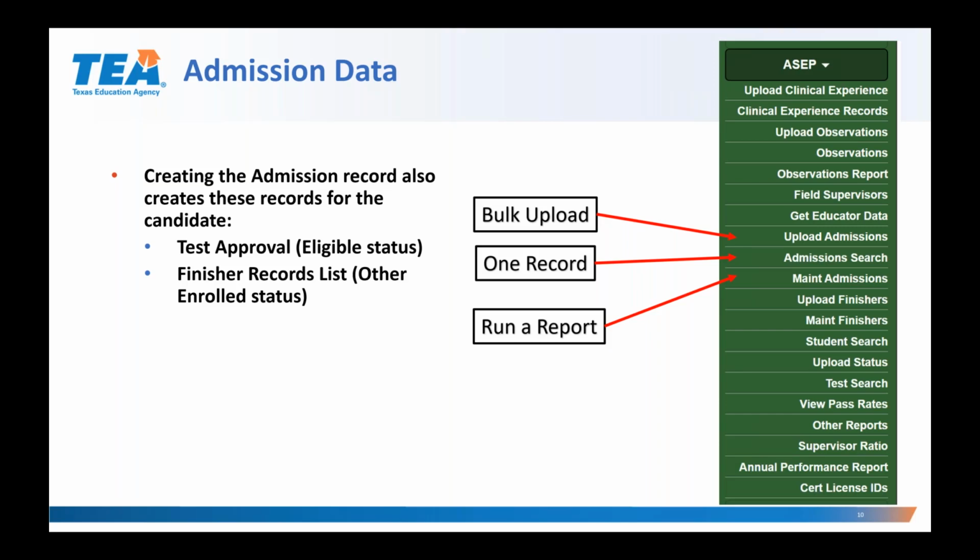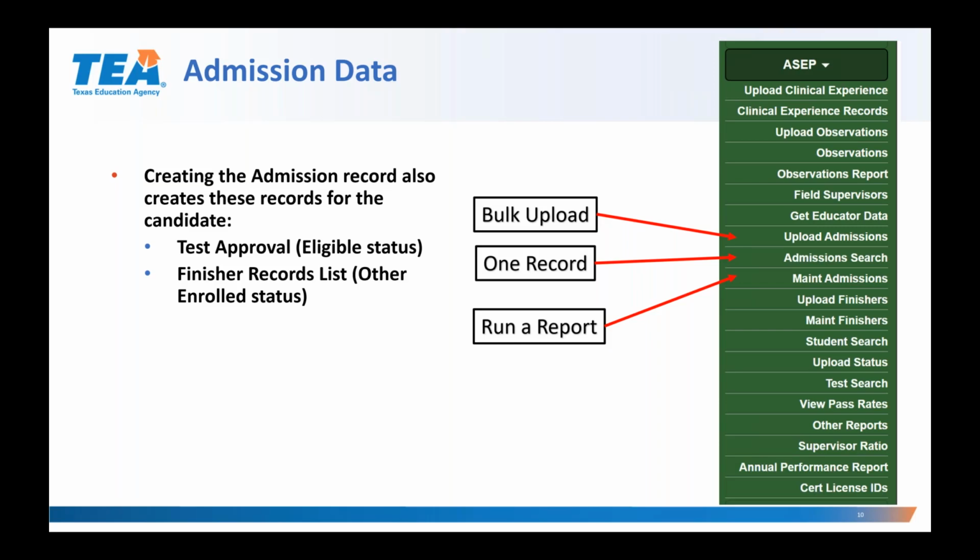Second, a test approval record is created for each test that will be required for that candidate's certificate or certificates, and the status is populated as eligible so that the candidate cannot actually test until you are ready to approve the testing.